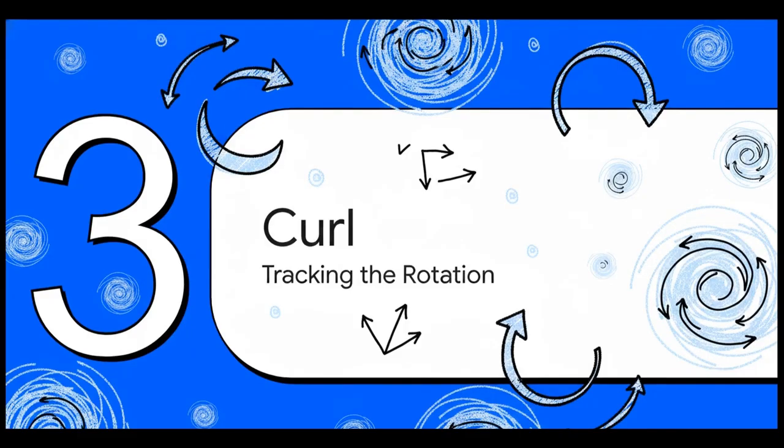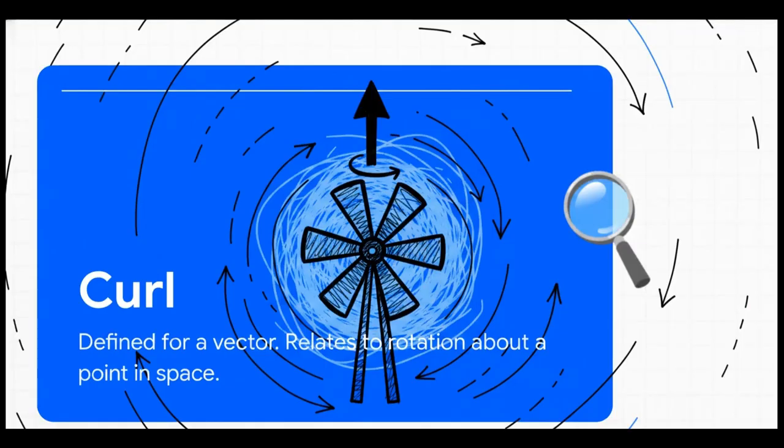Next up is Section 3, Curl, tracking the rotation. All right, moving to our third core concept. This keeps us firmly in the vector input world, but it measures a completely different physical property. While divergence measures the linear spread, curl relates entirely to rotation. Specifically, how much a vector rotates about a given point in space.